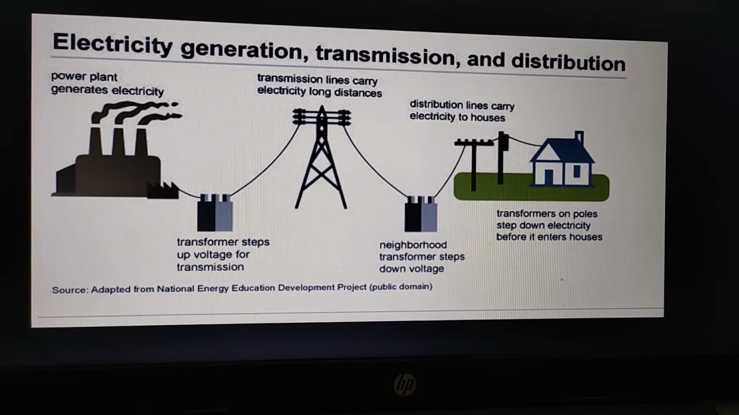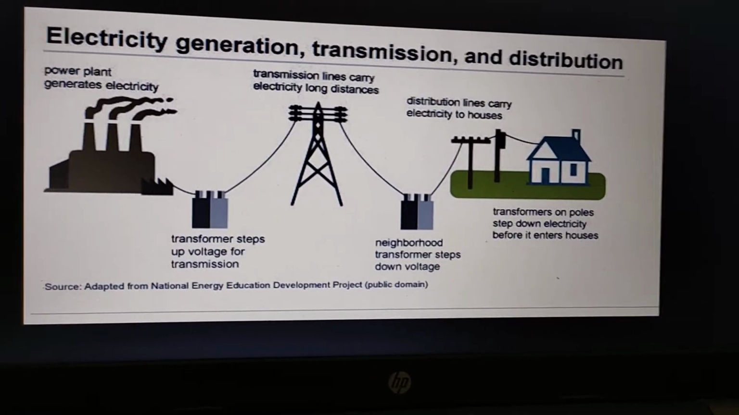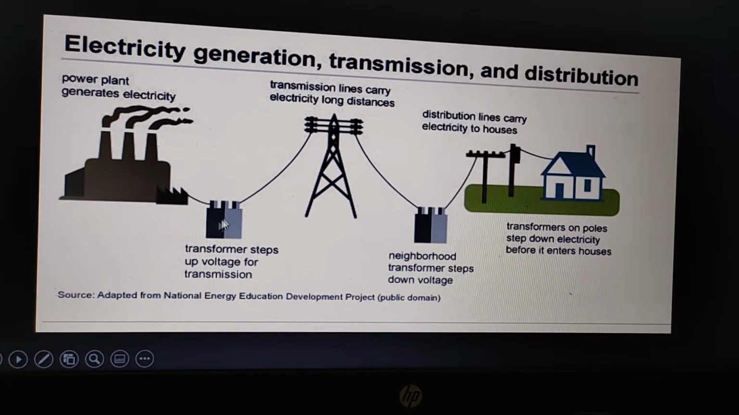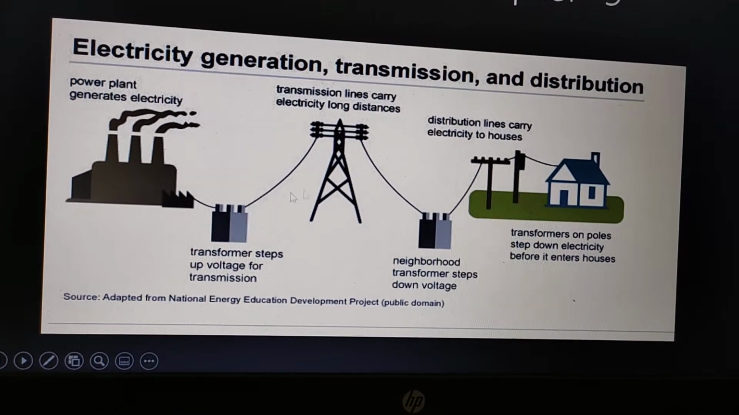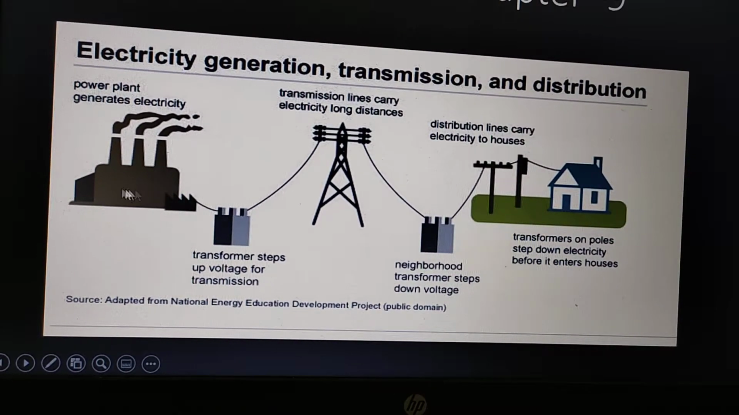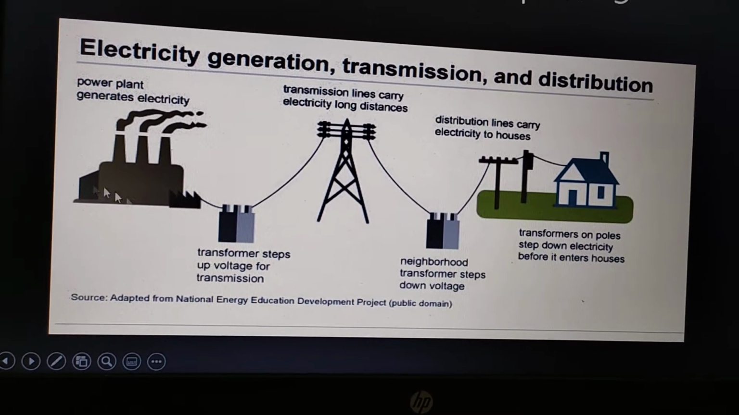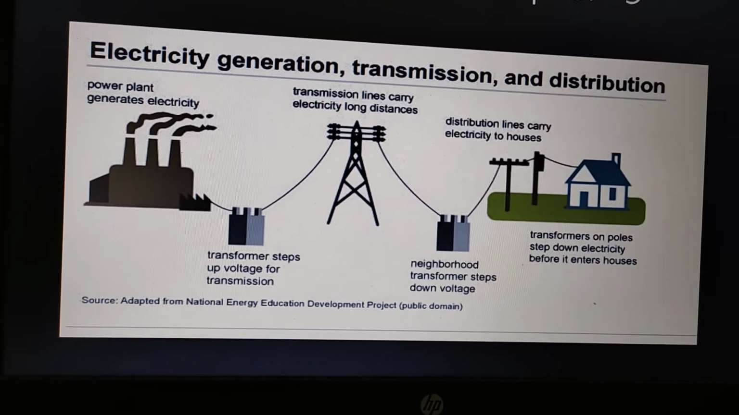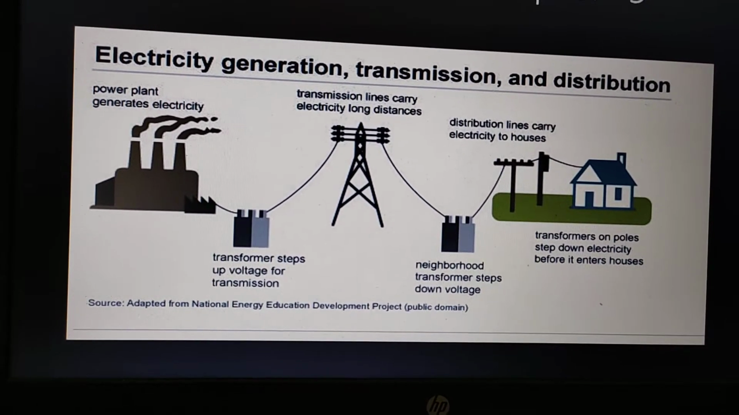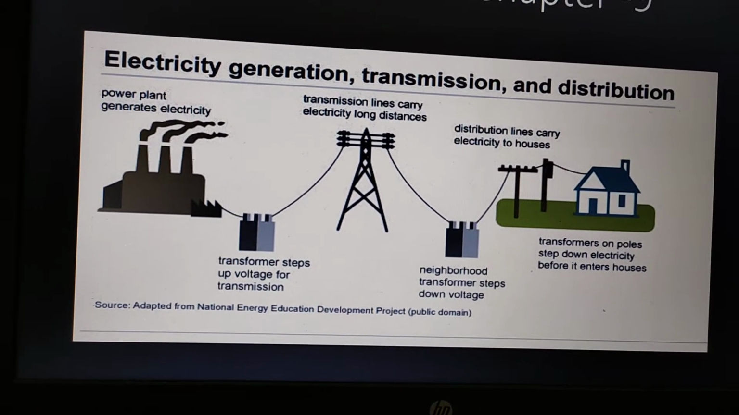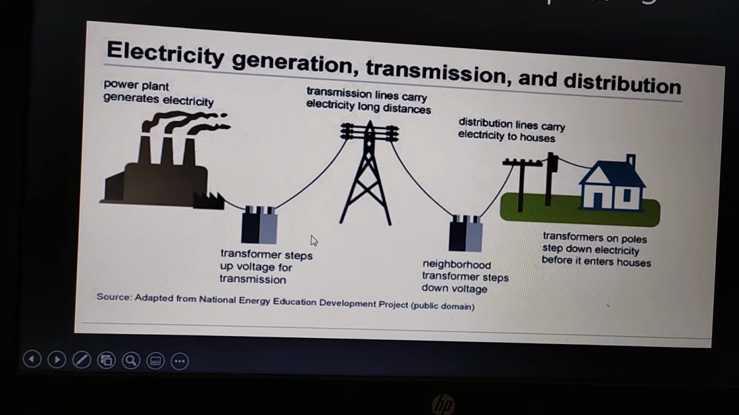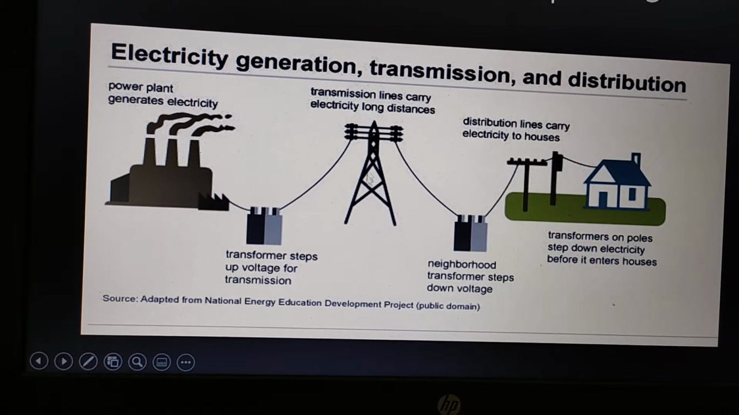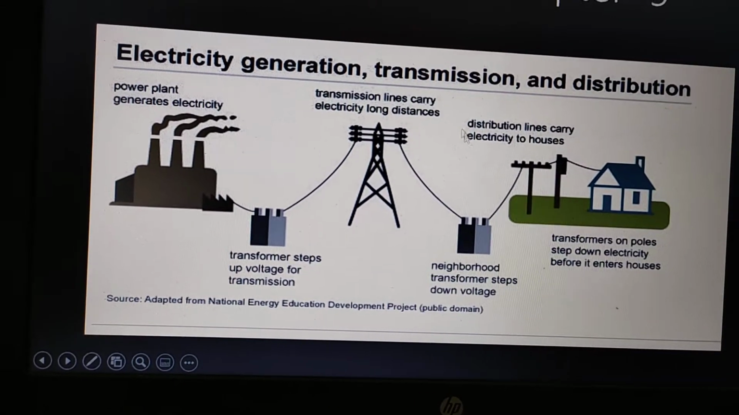So electricity is generated from the power plant. Now from this power plant electricity comes to this step up transformer. So what is the transformer doing? Whatever it is getting from the power plant, it is stepping up. Suppose from the power plant it is getting 30 kilovolt. From there it is stepped up and then sent to this transmission line.